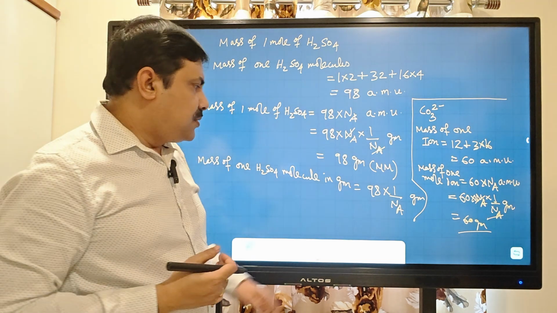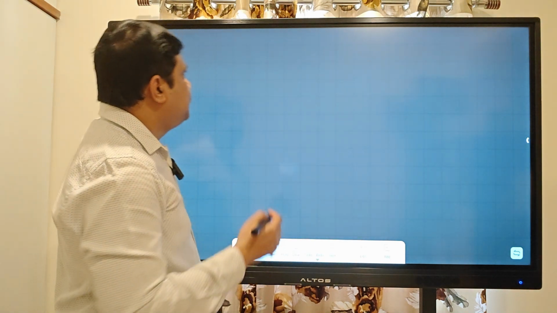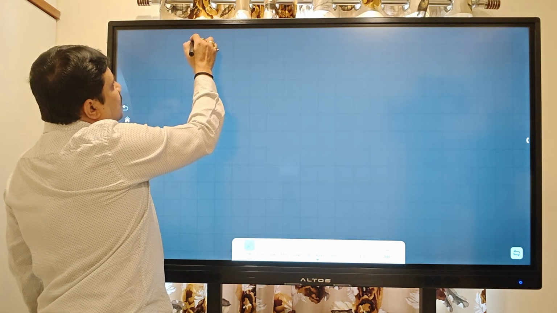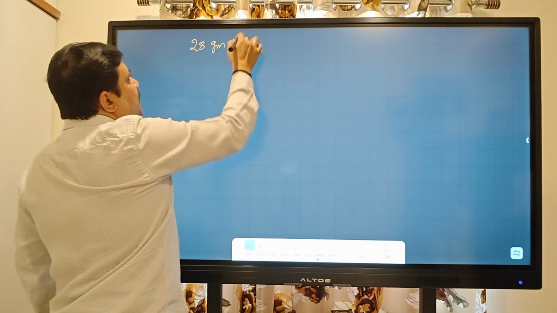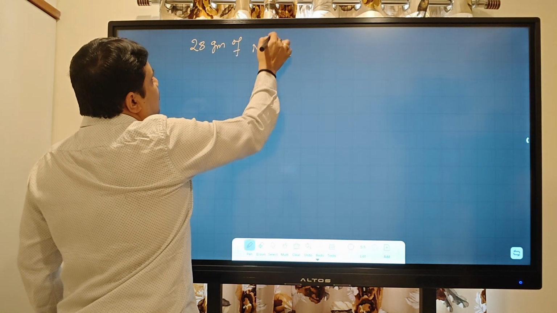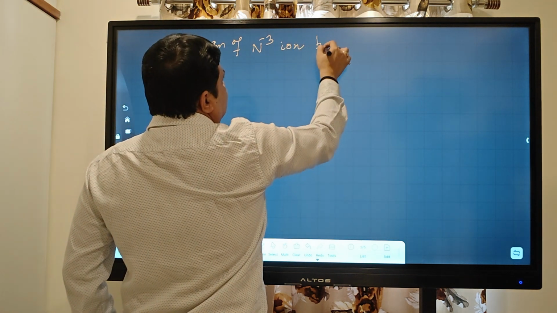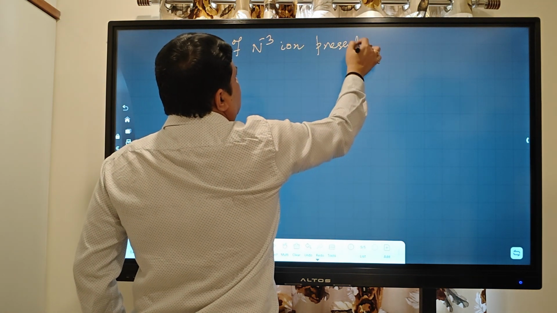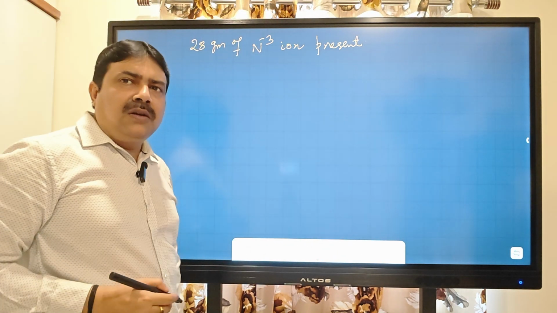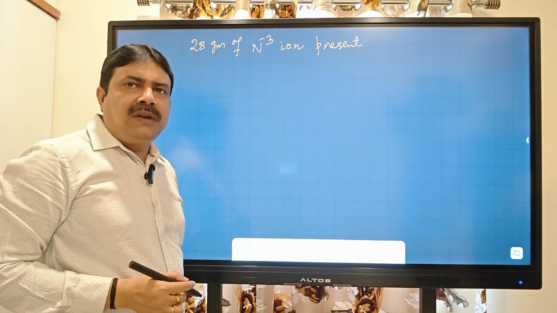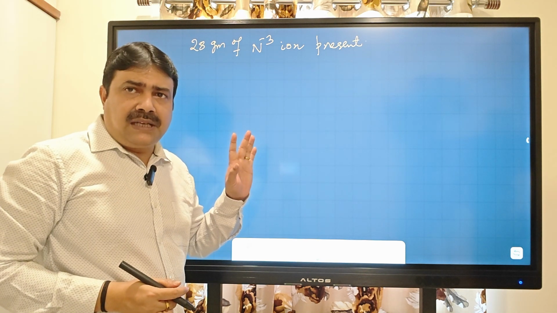Okay, so let us look at the problems. Next, the problem is giving 28 gram of N-3 ion present. And always remember, in case of a formula only, whatever atom is there, if you sum up that atom mass, that is nothing but the molar mass of that ion in grams, as simple as that.